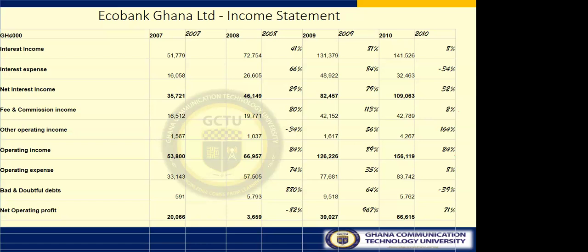So you subtract 51,779 from 72,754, and you get 20,975. Continue. So that answer is divided by 51,779 times 100%. So 40.50. I believe everybody has got the concept, right?